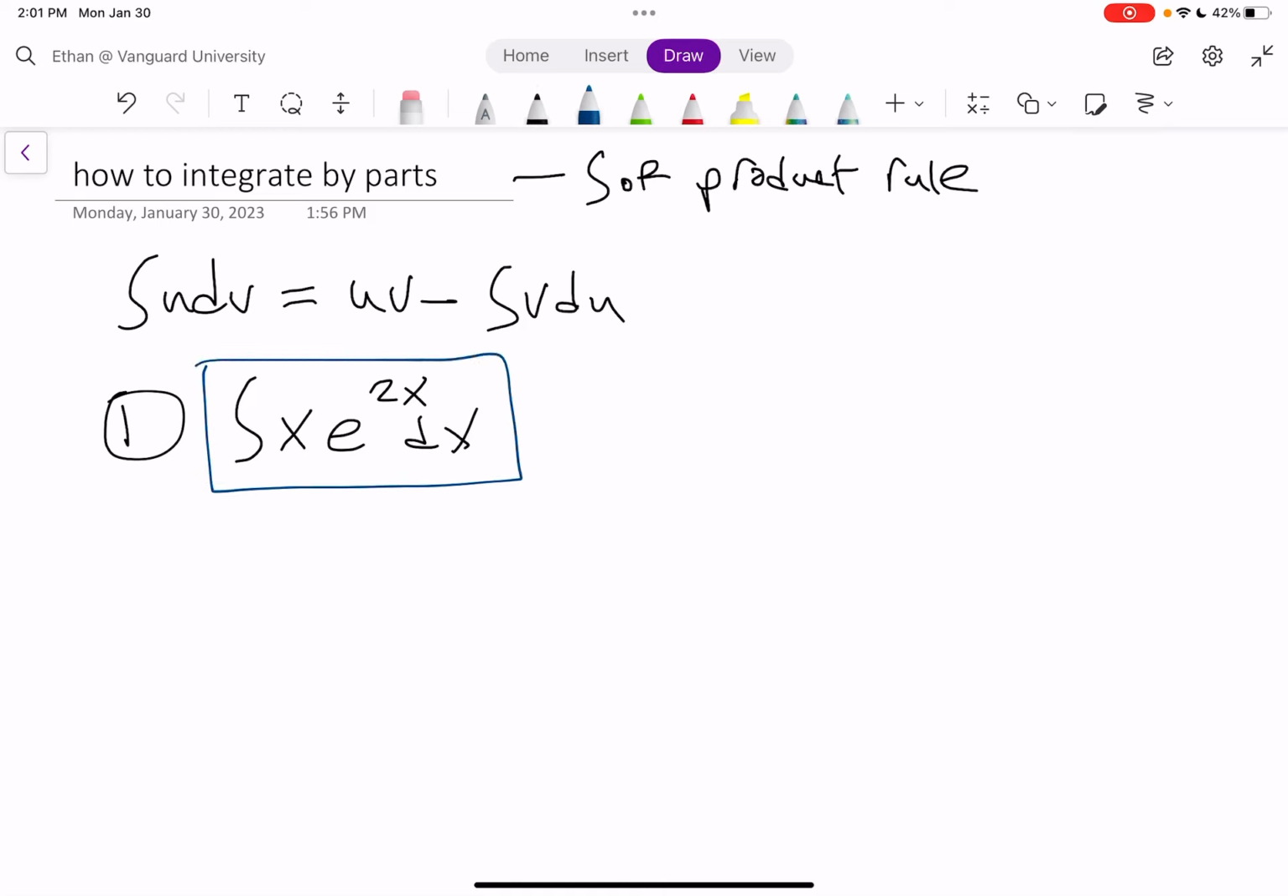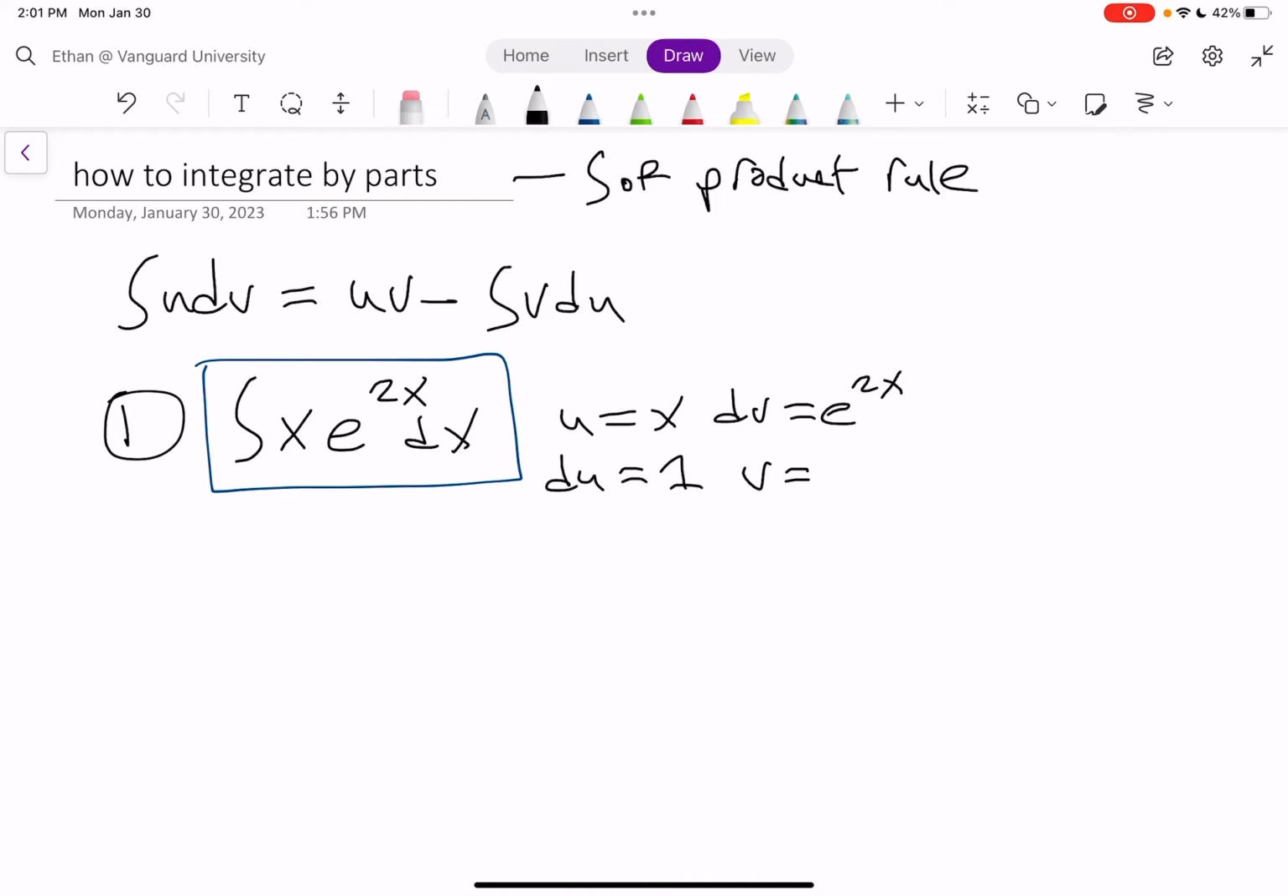From what they gave us, we're going to first identify our u and our dv. So u would be whatever's first, which is x. So we're just going to write that here: u equals x. And our dv is going to be e to the 2x, which is right next to it. Now we're going to solve for our du and for our v. Our du, which is just the derivative of u, will equal 1, nice and easy. And our v, which is the integral of e to the 2x, we have to solve.